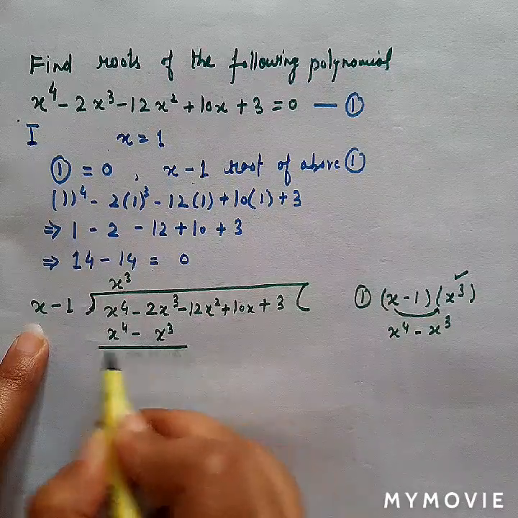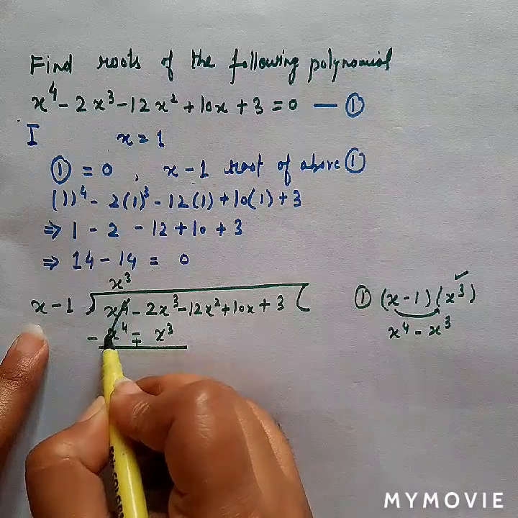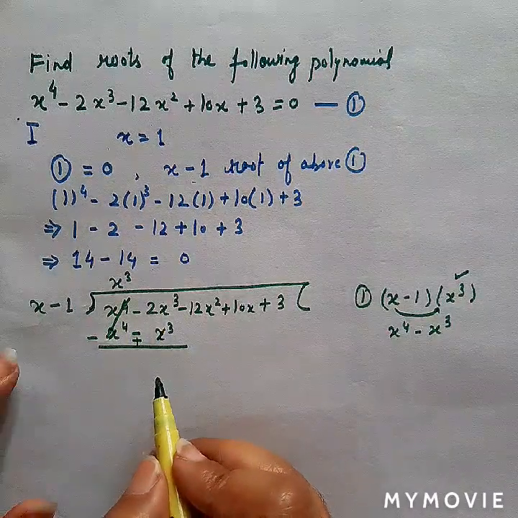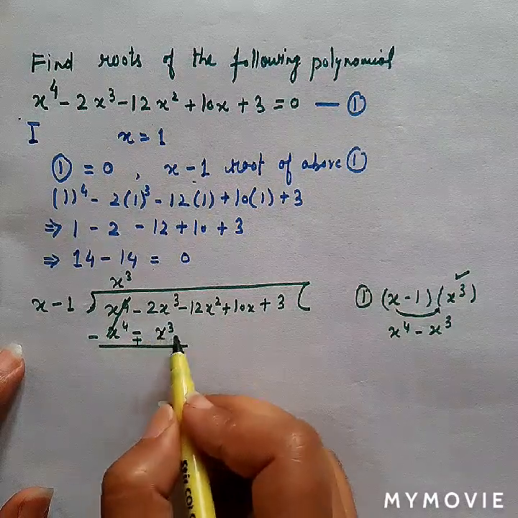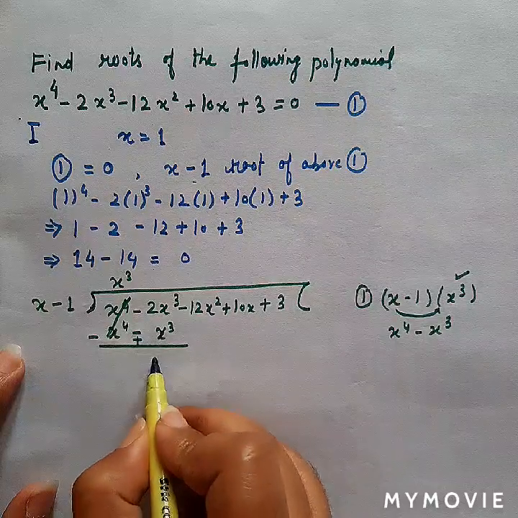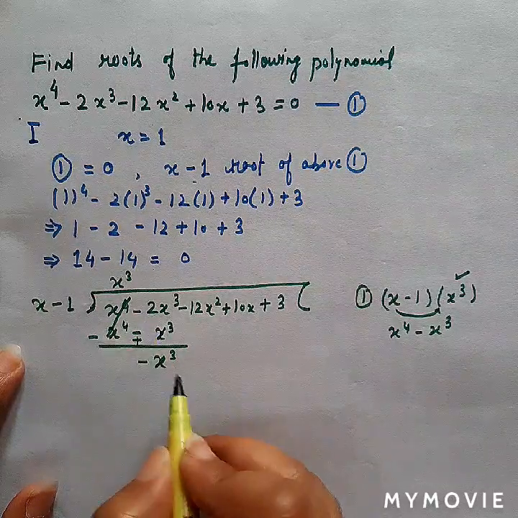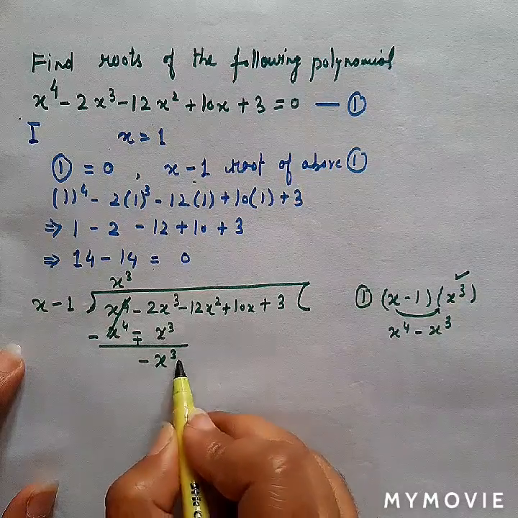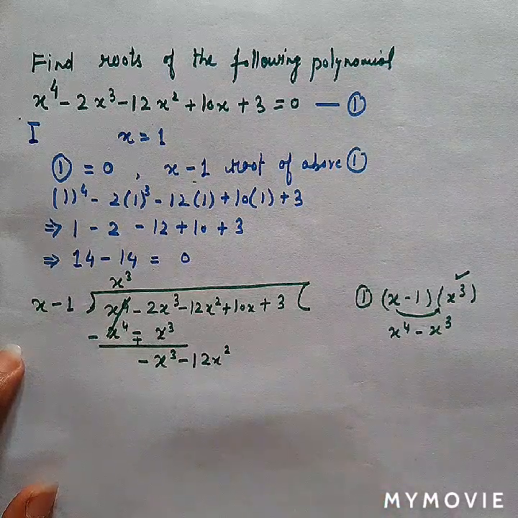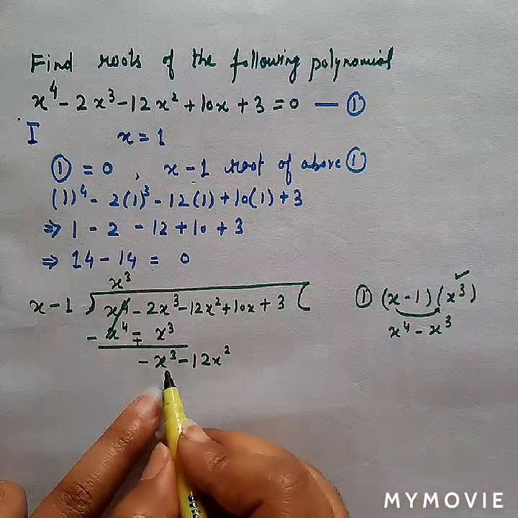As you already know, we will change signs when we subtract, so this term will be cancelled and I will be left over here with this 2x cube and x cube. So 2x cube minus 1x cube will give the value x cube, and the term will be negative because 2 is bigger than 1. Then bring down the term 12x square. Our next step would be to cancel out this term x cube.